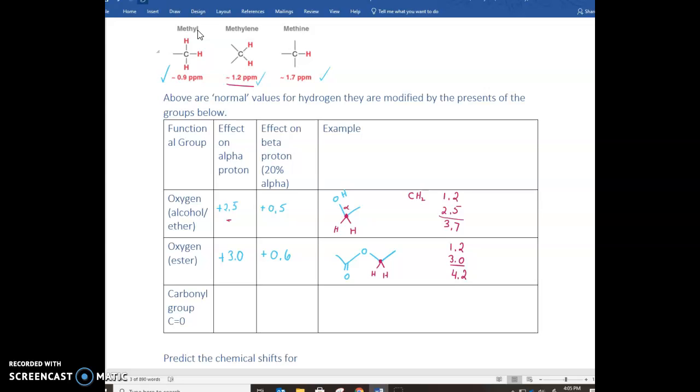So what if we have a carbonyl group? Carbonyl groups, oops, I'm going to go back to blue. I like blue. The shifts are 1 and 0.2.